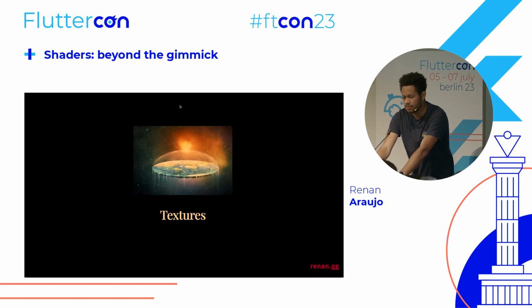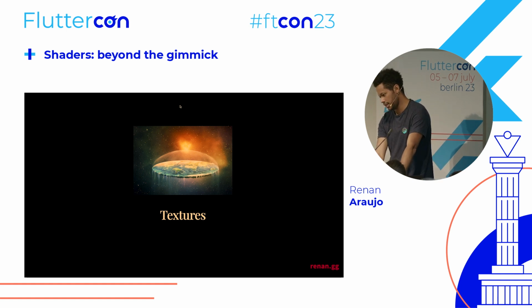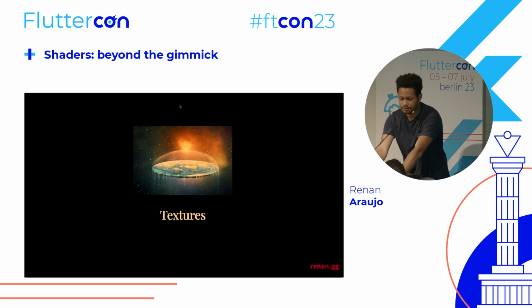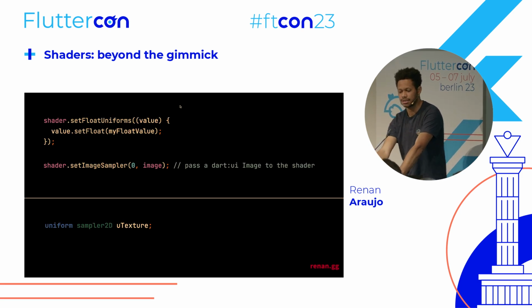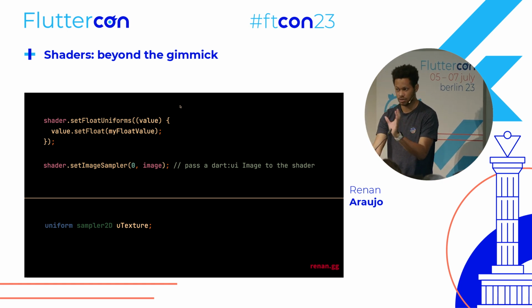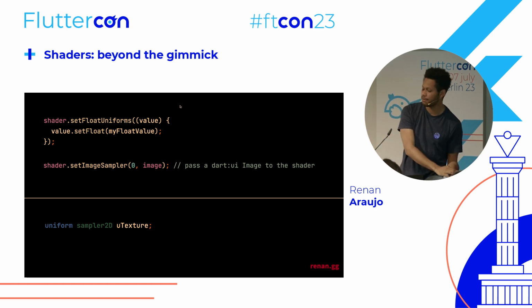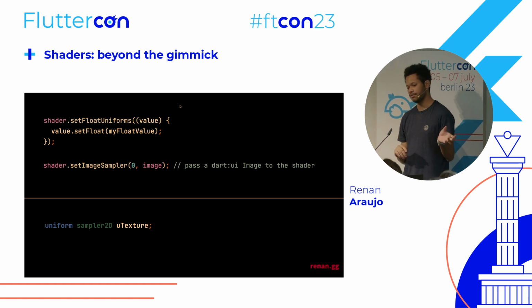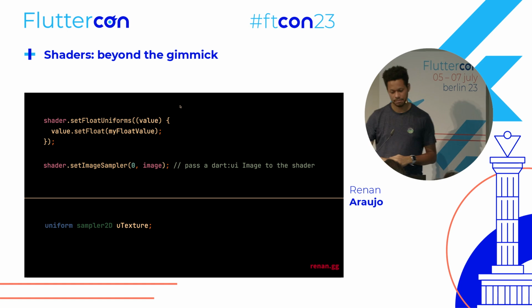Okay, so I only showed you that we can pass numbers to shaders so far, right? But I told you in the beginning that we can pass textures. And textures are literally bitmaps. We can pass bitmaps to the shader. So this is how it looks. On the Flutter side of things, we will have an image, an instance of Image. It's not the widget, it's the image from dart:ui. And then we can pass it through a different method on the shader. It's not set float value, it's set image sampler.